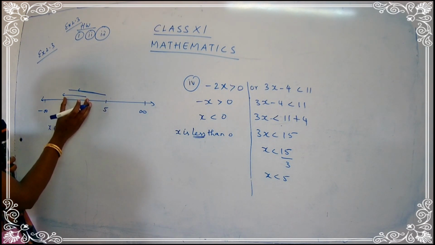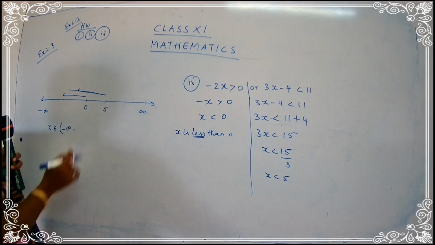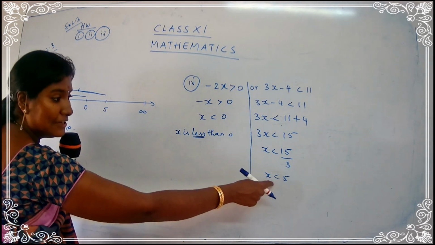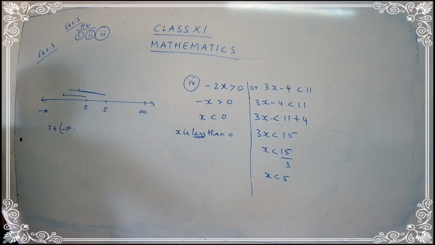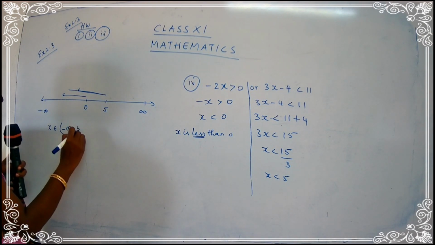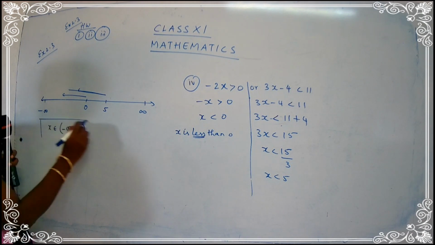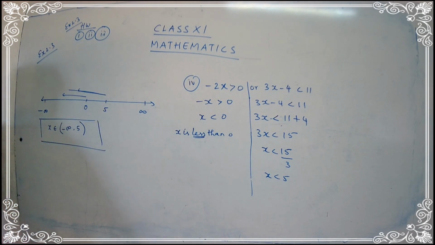So don't choose this area, you have to choose this area up to 5. Now tell me whether 5 is going to be included. No. Why is 5 not included? Because you have less than 5. Less than 5 means the number 5 is not included. So you have to write down your 5 and you have to put an open bracket. Open bracket indicates the number 5 is not included. So this is the required answer. So x belonging to minus infinity, comma 5.